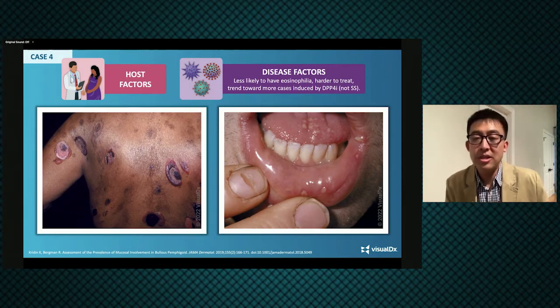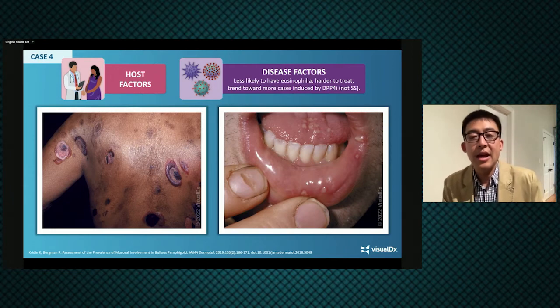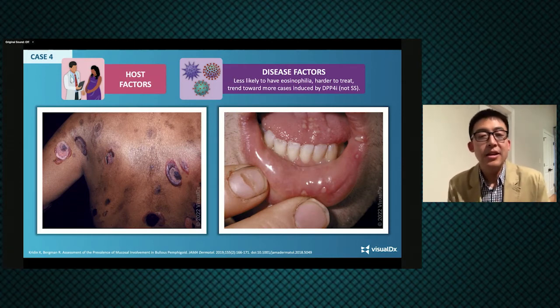And those patients were more likely to have eosinophilia, and again, required stronger immunosuppression for treatment. It points to another reason it's important to keep up on the literature, because as you can see here, there are nuances to all these different triggers, nuances to all these different presentations, even for one disease like bullous pemphigoid.